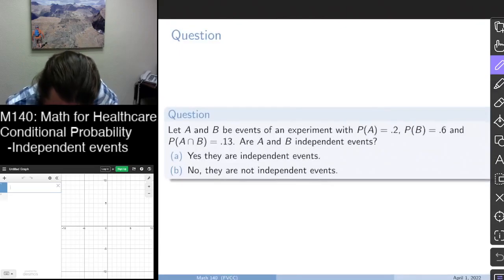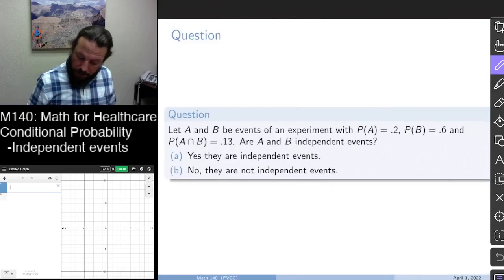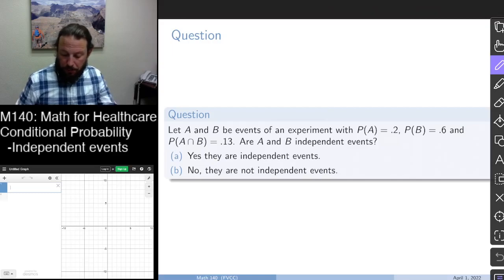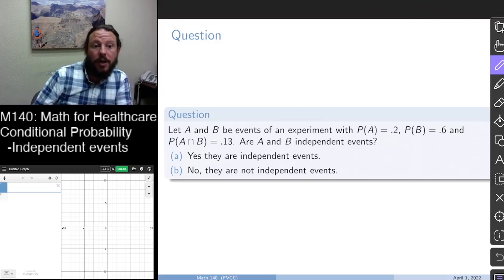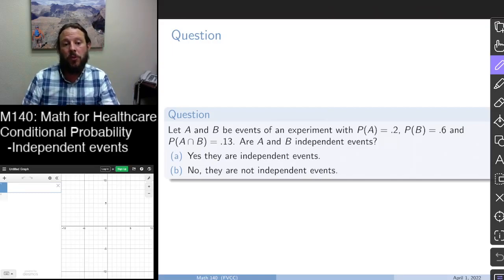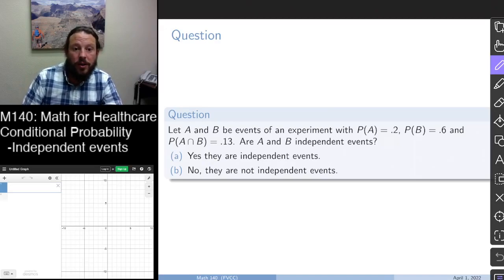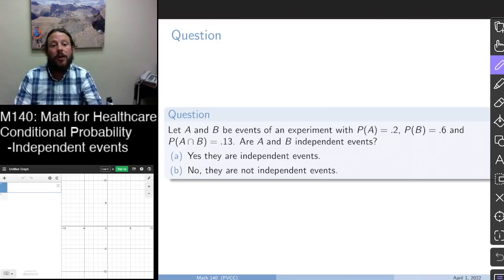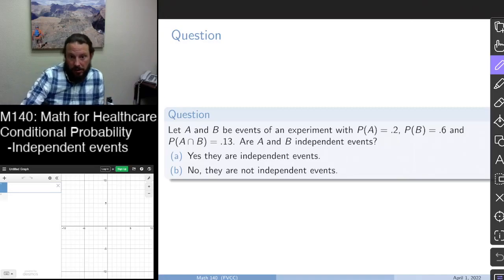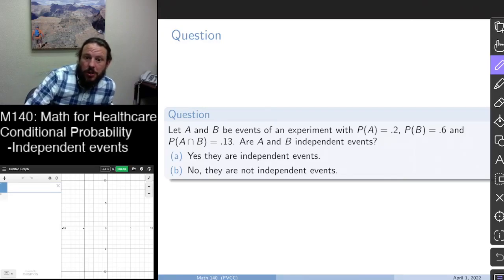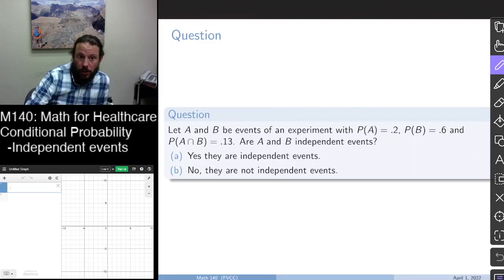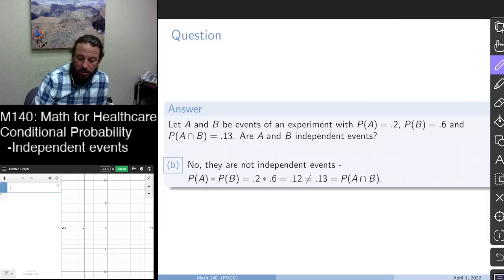All right. How about this? We got experiments. Probability of A is 0.2. Probability of B is 0.6. And the probability of the intersection is 0.13. Are the events A and B independent events? Well, let's see here. 0.2 times 0.6 is 0.12. So, no. This is why they're not independent.